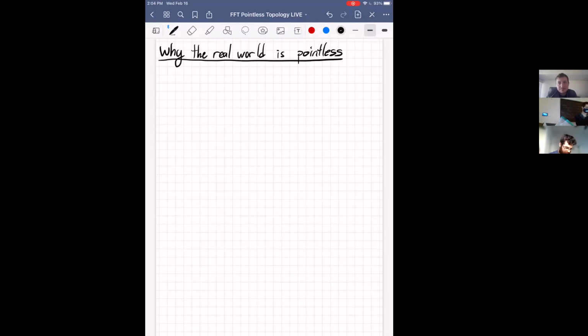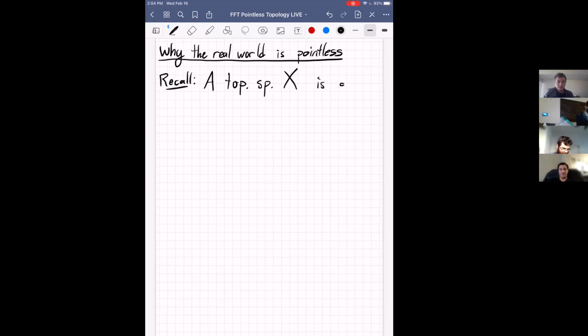So let's start by remembering what a topology is. So just briefly, some of you may have seen this before, but that's okay. So we'll start with a topological space, which I'll abbreviate as TOPSPA. We'll call it X, is a set, and the elements of this set are called points.